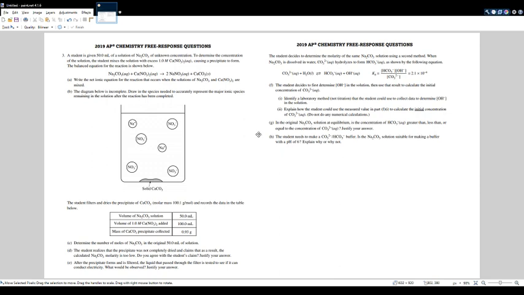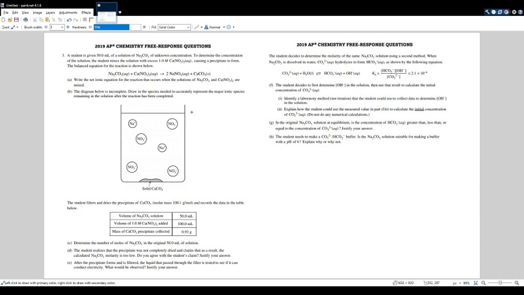Alright, so this is going to be my solutions to the third free response question of 2019 AP Chemistry. It says a student is given 50 milliliters of a solution of Na2CO3 of unknown concentration. To determine the concentration of the solution, the student mixes the solution with excess 1 molar calcium nitrate, causing a precipitate to form. The balanced equation for the reaction is shown below.